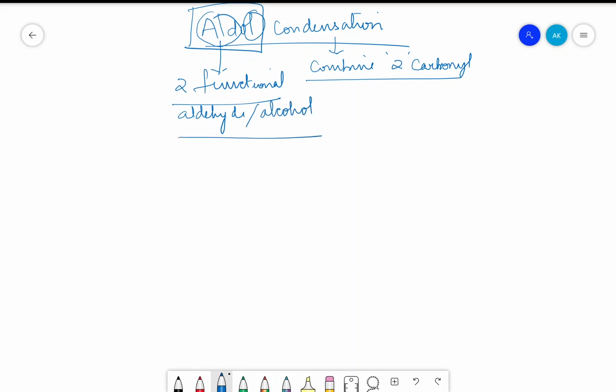So in aldol condensation we are going to combine two carbonyl groups, and the product we are going to get is a combination of two functional groups, that is aldehyde as well as an alcohol.